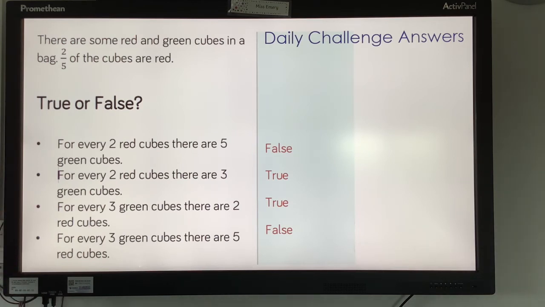Then, for every 3 green cubes, there are 2 red cubes. That is right. We know that 2/5 are red, and that would mean 3/5 are green, and that means 2 parts are red and 3 parts are green. For every 3 green cubes, there are 5 red cubes. Well, that is wrong. It's the same as why this one is false. It would be 3/7 if this was right. So it's wrong, false.